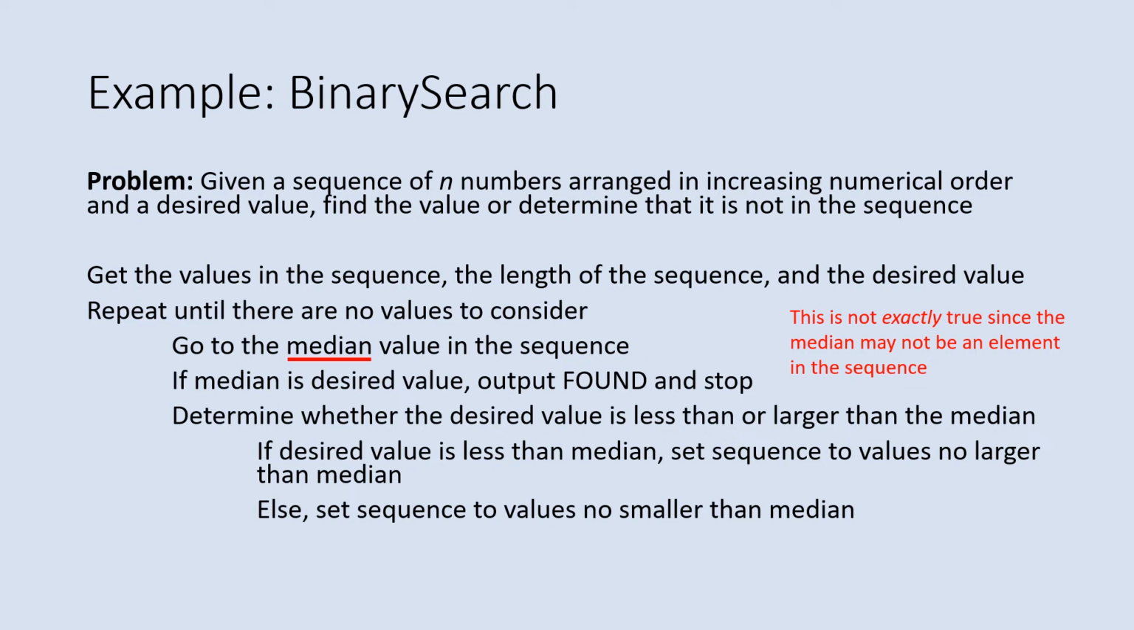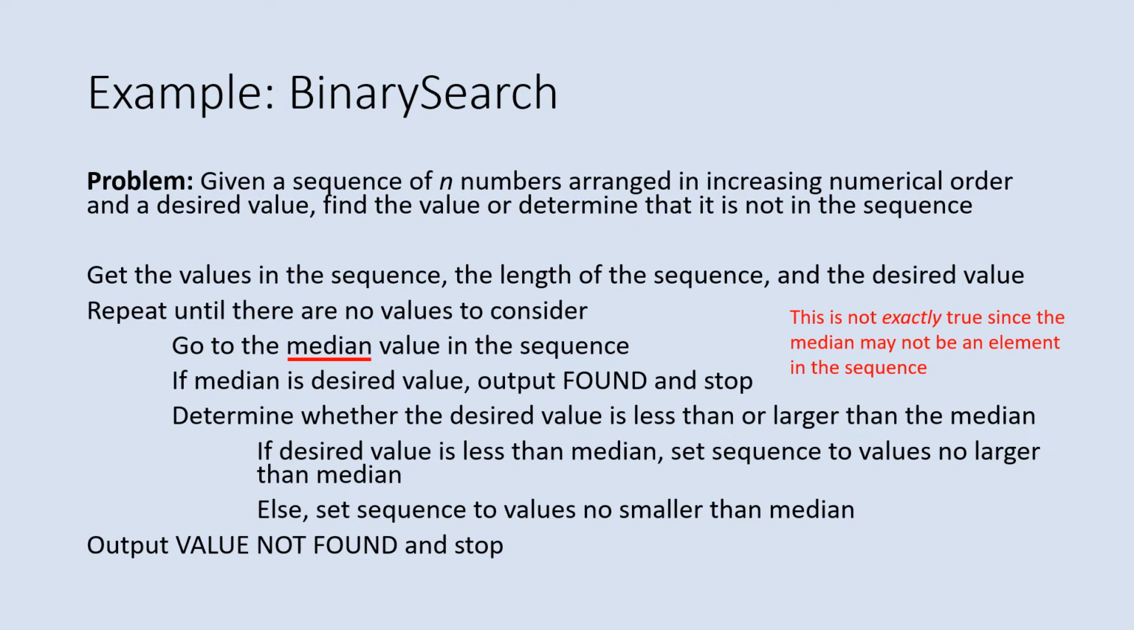If we get down to no values being left to consider, that means that the number that we were looking for is not in the sequence. Otherwise, it will be one of the values when we get to a particular median, and when we get there, that will be the value that we were looking for. And so if we get all the way through the process and don't find the value we're looking for, then that value was not in the sequence. Otherwise, we eventually will find it.